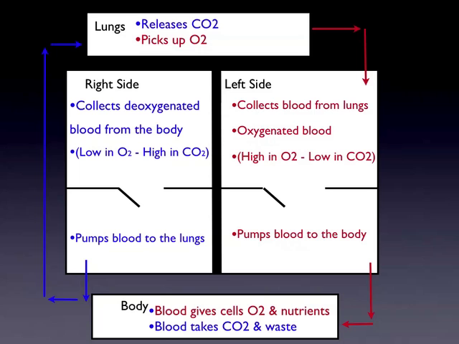So then where is it headed? Back to the right side? Back to the heart again, and we've completed our circulatory loop. Blood collects back in the right atrium, then this deoxygenated blood gets sent to the lungs, back to the heart, to the body. Heart, lungs, heart, body, and it repeats over and over again.